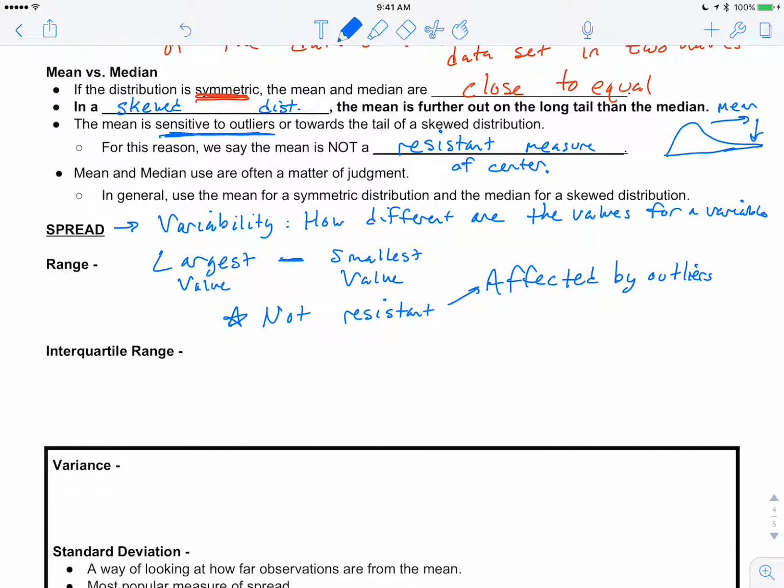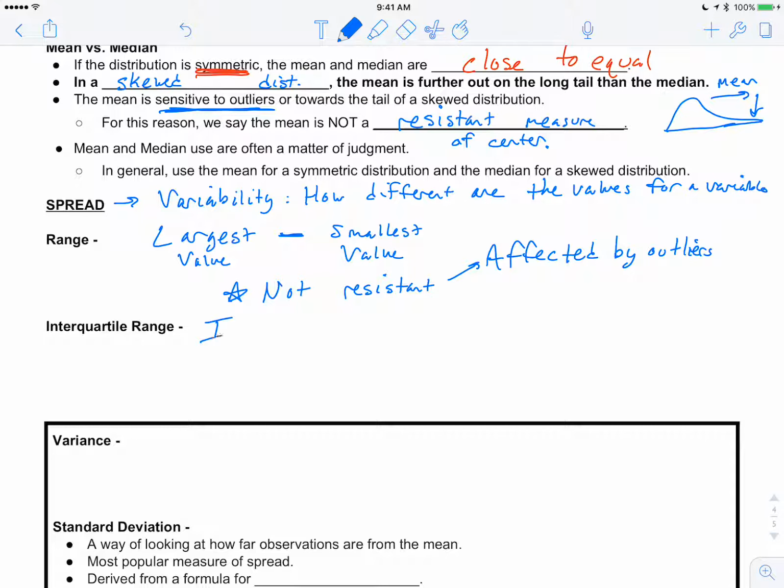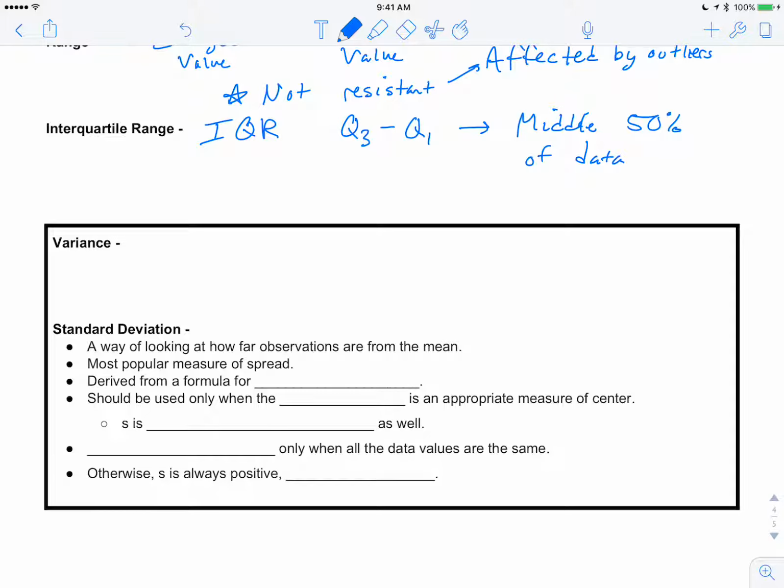So we use range. We also use interquartile range. This is a review of a topic we talked about with box plots in previous years. It's your quartile 3 minus your quartile 1. It's the middle 50% of data. So that middle 50% of data, that middle chunk, how big is it? Is it really far apart? Is it pretty close together? That's what that interquartile range does for you.